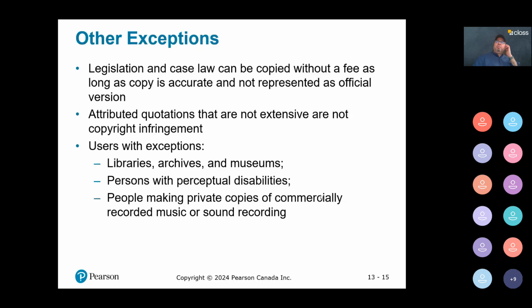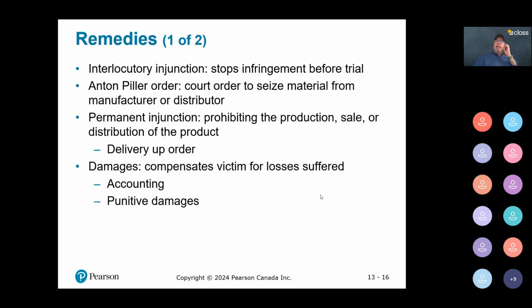There are some other exceptions there. And now remedies. Well, if you own copyright and someone violates it, you can get an injunction. What is an injunction? Stop order. So you would get an order from court for that person or company or entity or party to stop violating your rights. That injunction can be interim or interlocutory, meaning before the trial, or could be permanent after the trial.